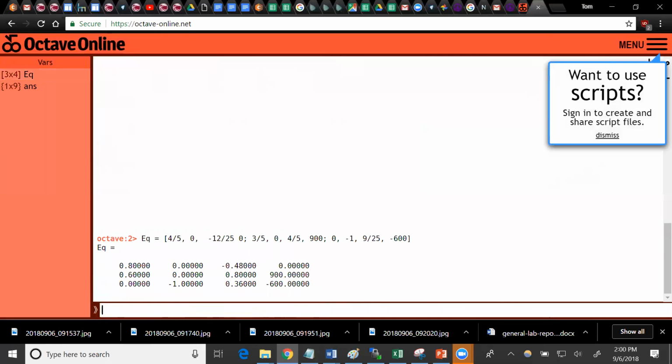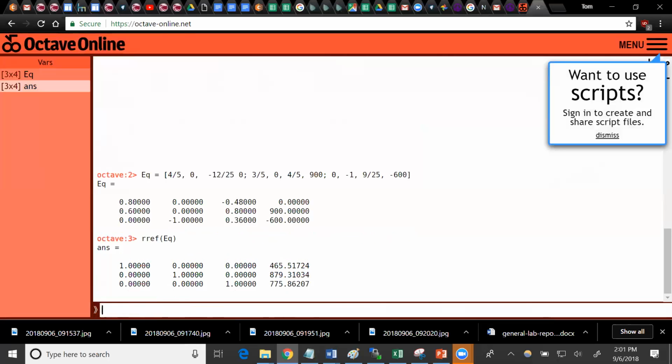And you can see the terms, make sure they agree with what you think they are. Does that look right? I don't know how to do 25ths in your head, but then you can just say, okay, I need to do RREF, row reduced echelon form. That's basically doing Gauss elimination of your equation. And you got it. Those are the answers.